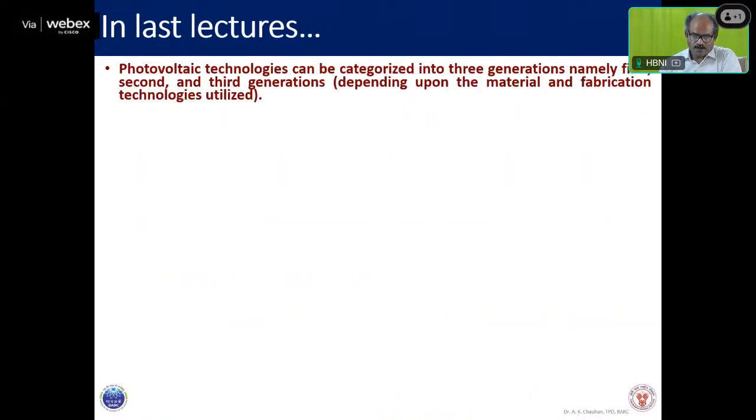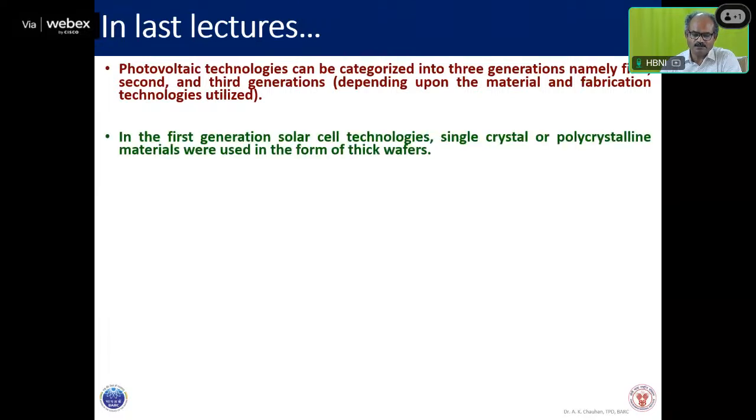Then photovoltaic technologies can be categorized into 3 generations, namely first, second, and third generations, depending upon the material and fabrication technologies utilized. In the first generation solar cell technology, single crystal or polycrystalline materials were used in the form of thick wafers. The wafers are about 300 micron or even a little more. Silicon and gallium arsenide were the most commonly used for this generation.